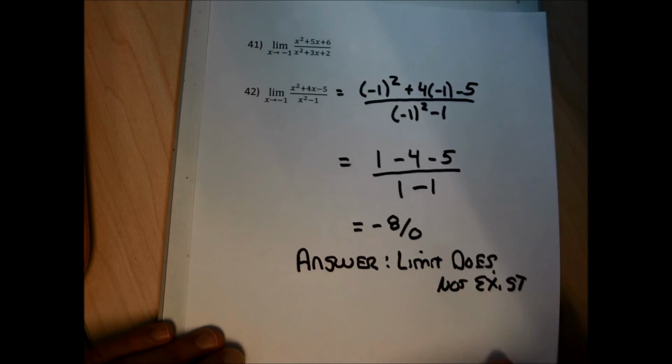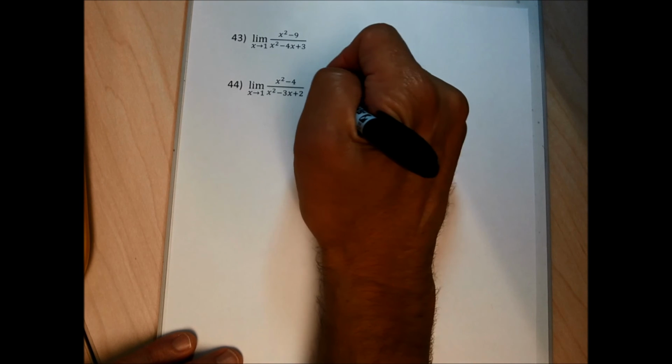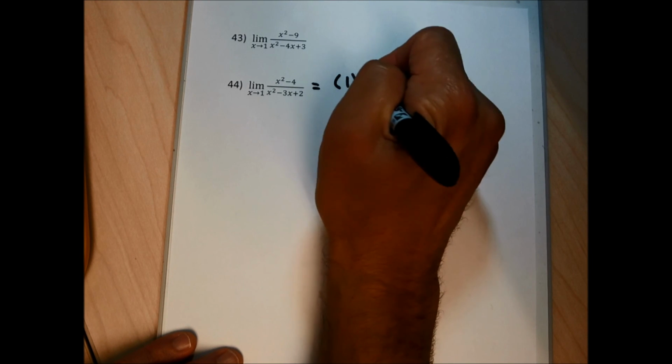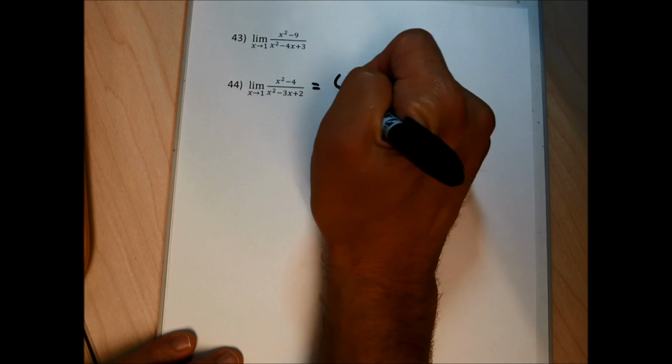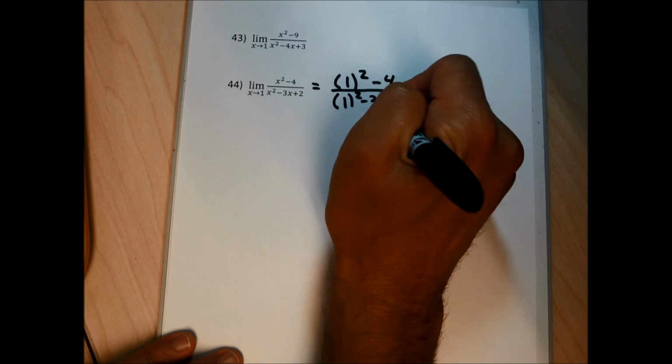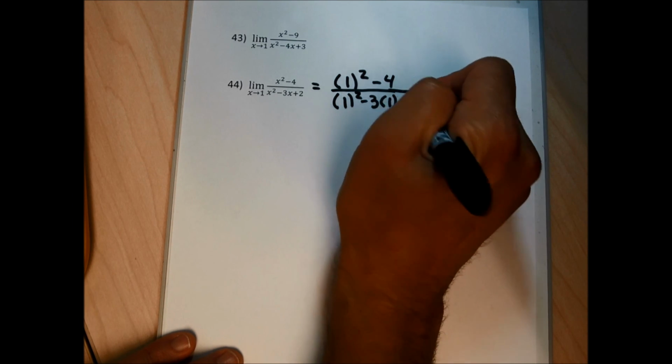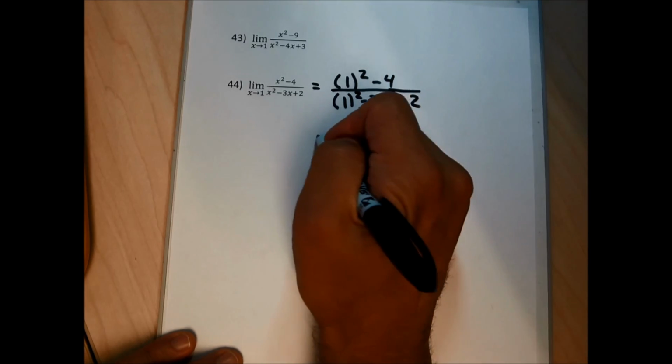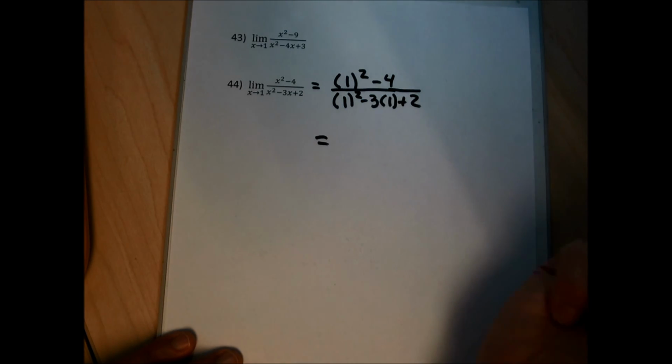And then the last two problems for this section of the video, 43 and 44, I'll do 44 real quickly. To find the limit of this fraction, I'm going to plug in 1 for x, do the order of operations, and it will tell me if I need to go further or if I have a suitable form for an answer.